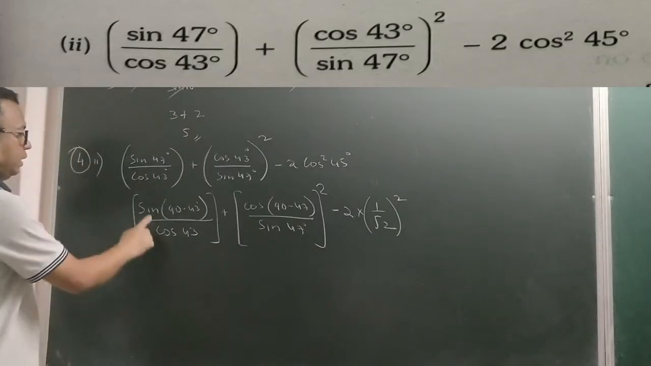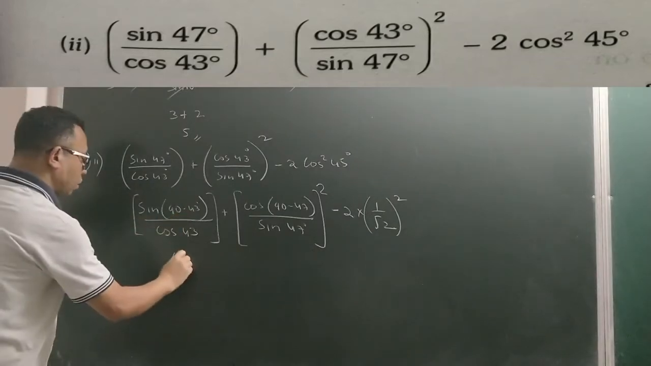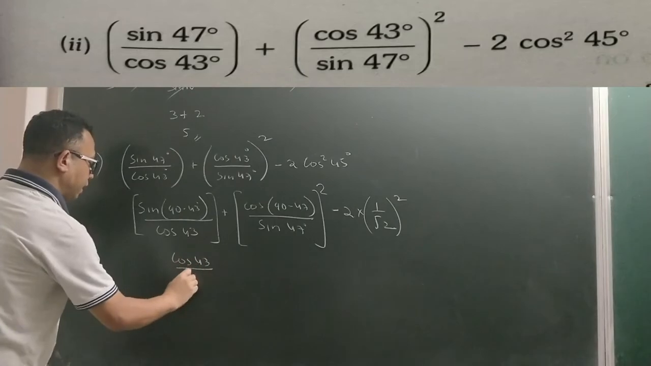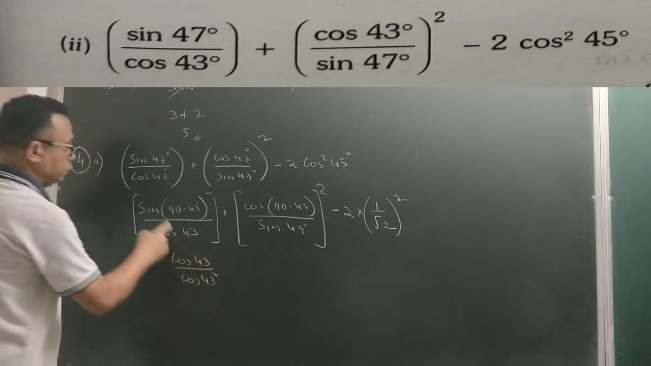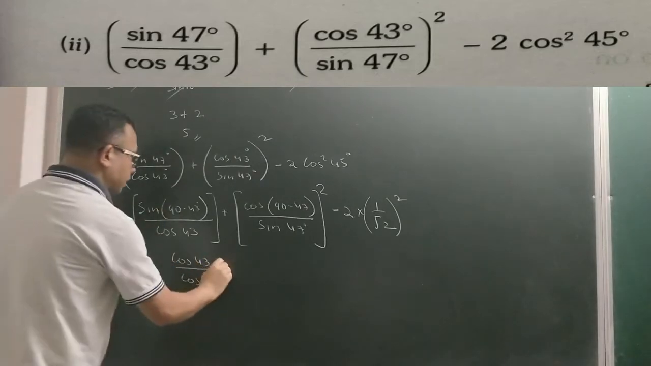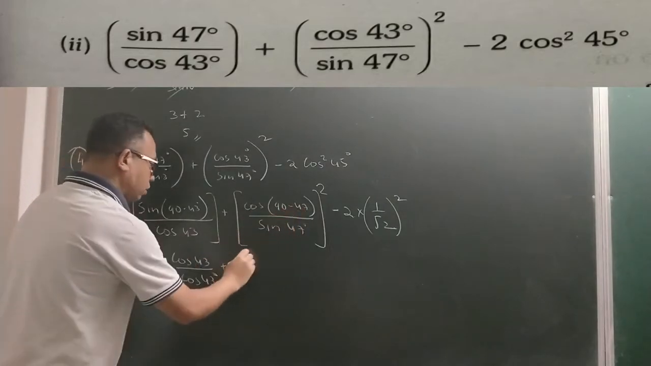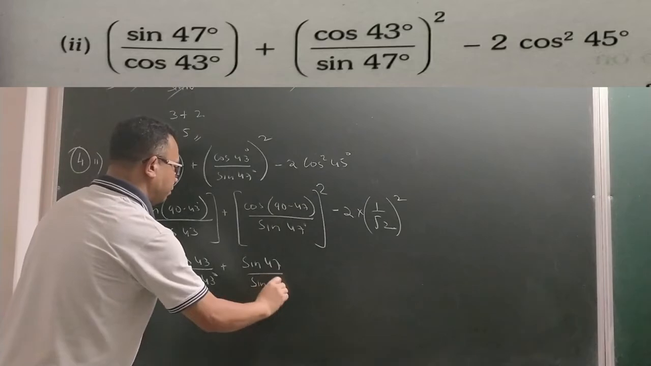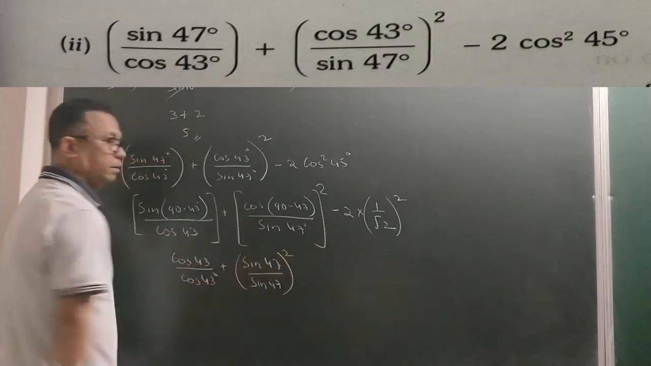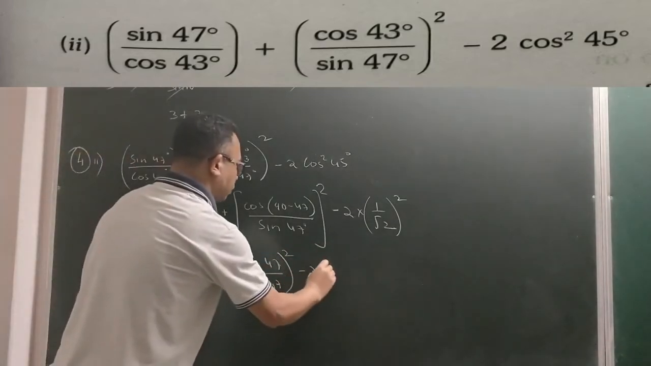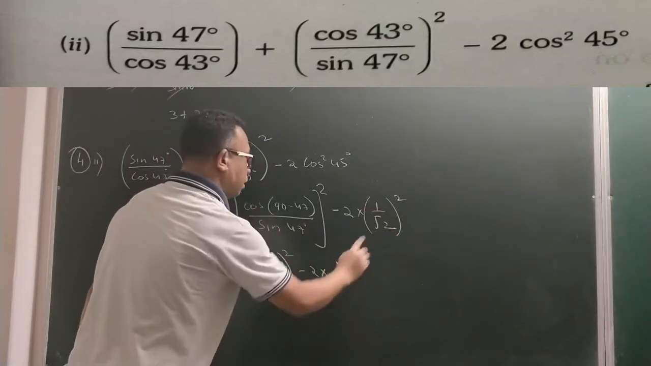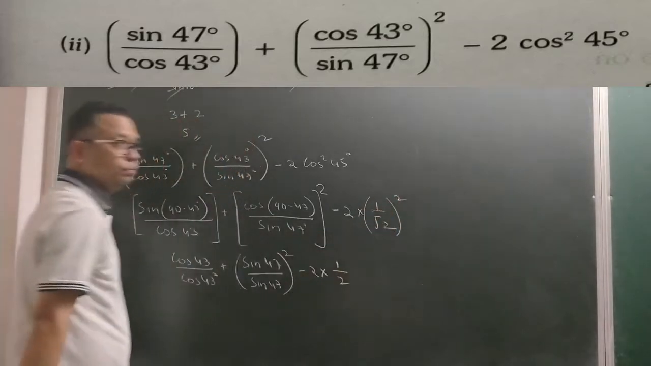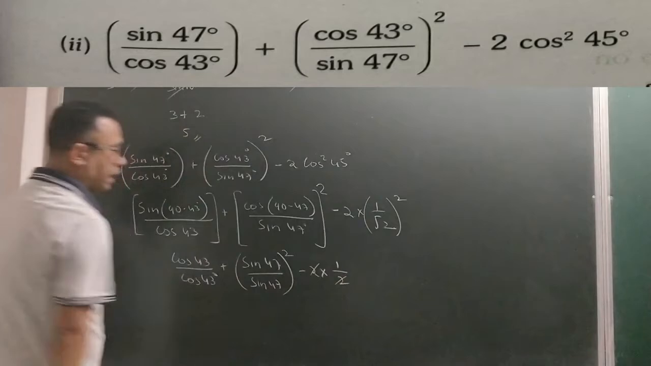Now sine 90 minus any angle changes to cos of that angle. So cos 43, and on the lower side also you have cos 43. So cos 43 by cos 43 plus cos 90 minus any angle, cos changes to sine 47, and on the lower side also you have sine 47. This is whole squared, minus 2 into squaring: 1 square is 1, root 2 into root 2 is 2. So there we go, 2 and 2 are cancelled.